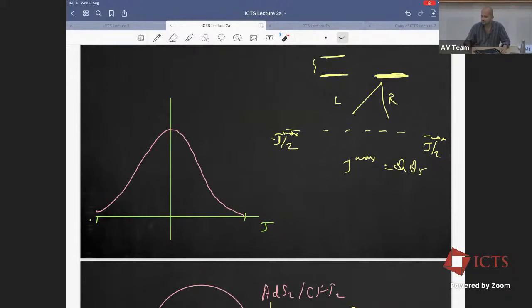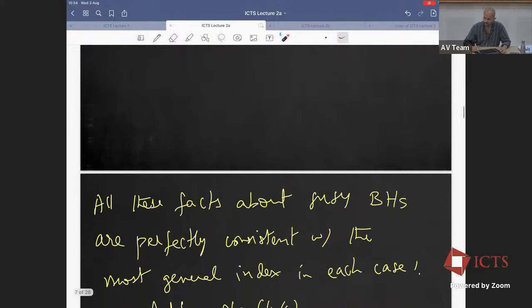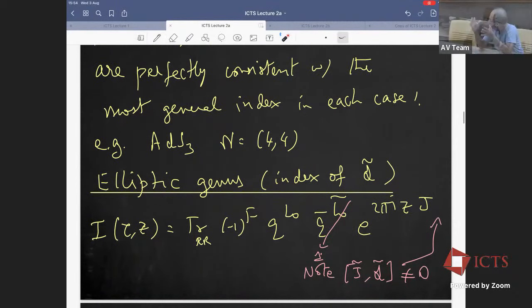Maybe I can also add that, typically, the index doesn't protect the individual states. No, exactly. The index protects only the average. Right. And most likely, what happens is that by the time it has become a black hole, there is only one kind of angle. Exactly.